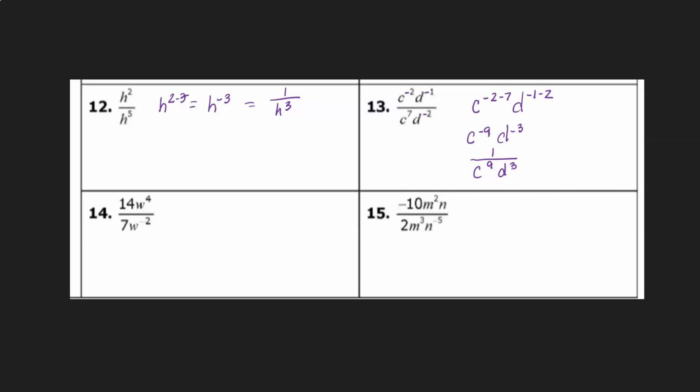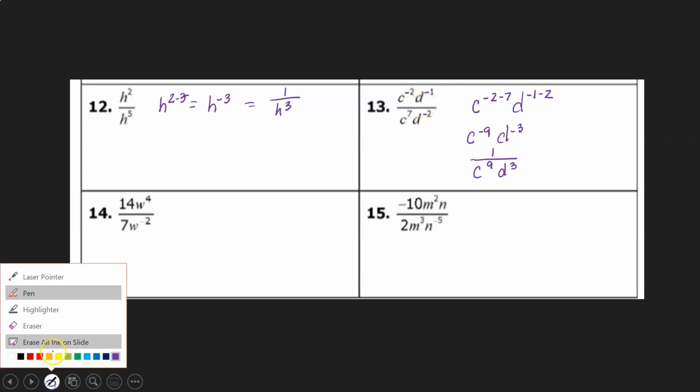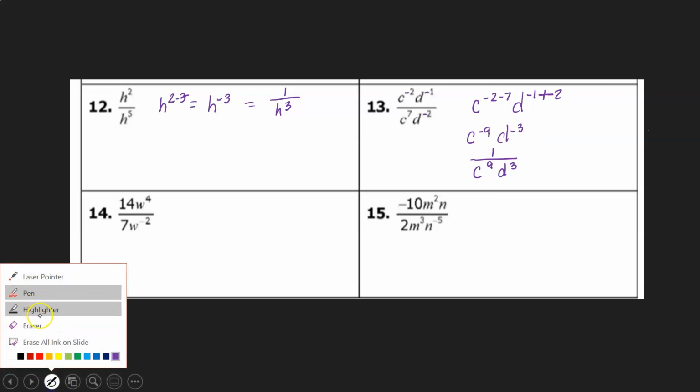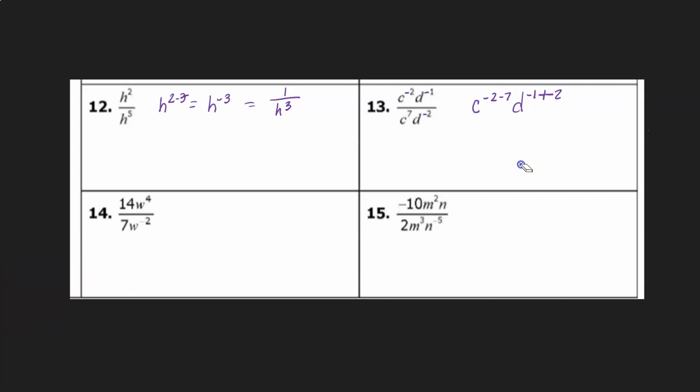You know, let's back up the chalk. This is negative. Gosh, I'm sorry. Here, go back here. I'm missing these negative signs. So this is minus negative 2. So this becomes positive. Okay. C to the negative 2 minus 7, d to the negative 1 plus 2. So now I have c to the negative 9th, d to the positive 1st. So I have d to the 1st, or just d, over c to the 9th.